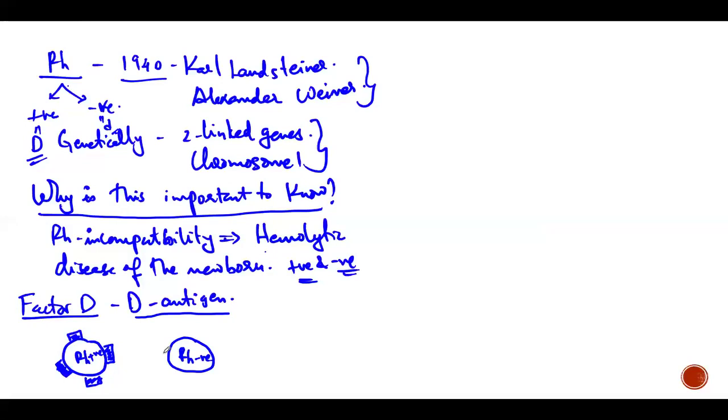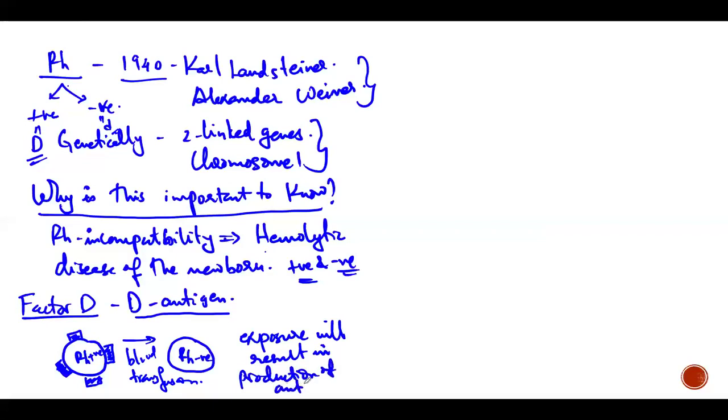So let's take a look at blood transfusion. When you have Rh negative and you are exposed to Rh positive blood, what would happen? This exposure will result in production of antibodies. So let's say blood transfusion. If you have a blood transfusion, what will happen? It will result in exposure. Whereas in ABO, what did we see?